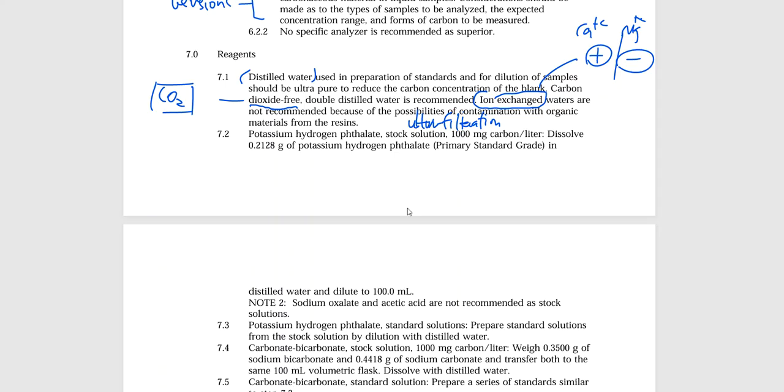In 7.2 it says potassium hydrogen phthalate. The potassium hydrogen phthalate, it tells me how to make it. So I can order this or I can make this. This is going to be our first standard that we abbreviate as STD. And this is our standard stock.